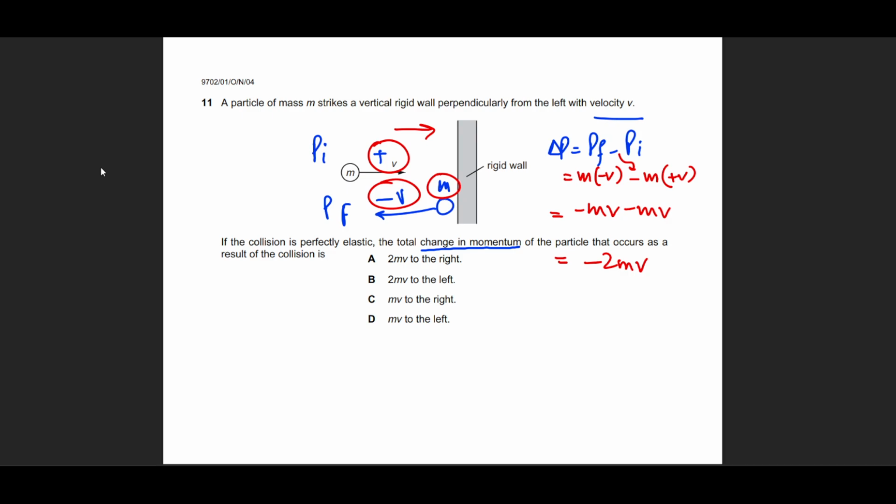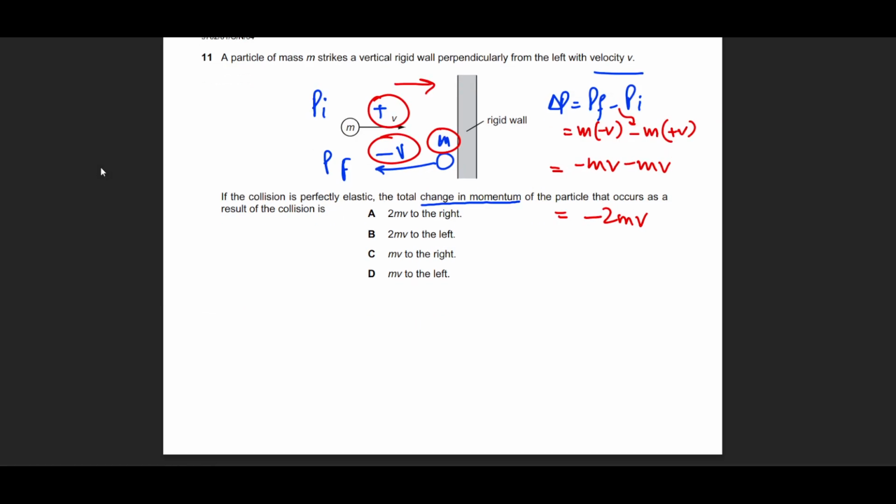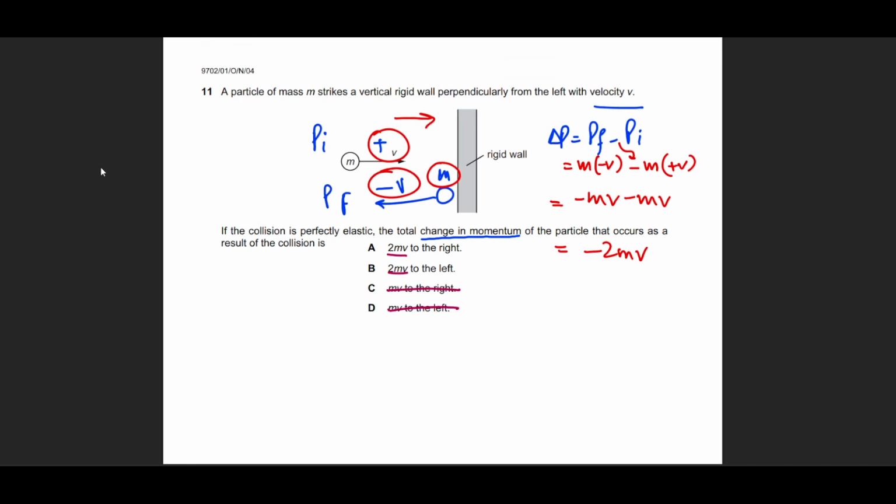Now notice that amongst these two equations, in two options, we have 2mv. This is A and B. C and D will be cancelled because the change in momentum is not mv, it's 2mv, right? Now, since this is a negative sign, this tells me that the change has happened towards the left side, right? So the correct answer for this question will be option B, right?